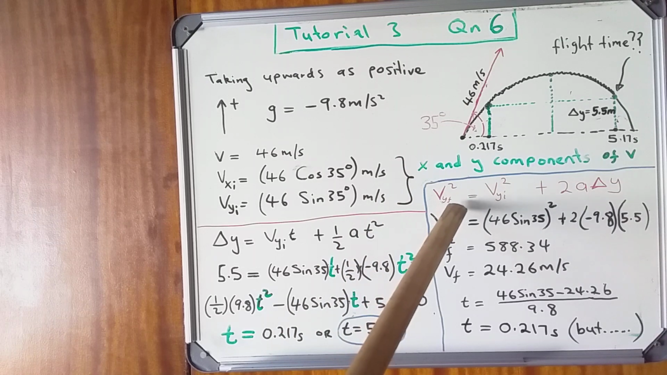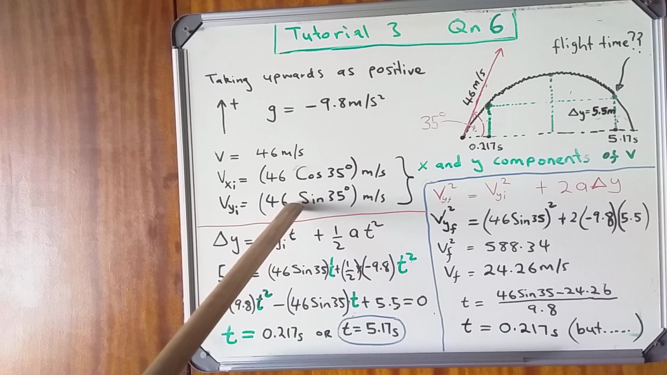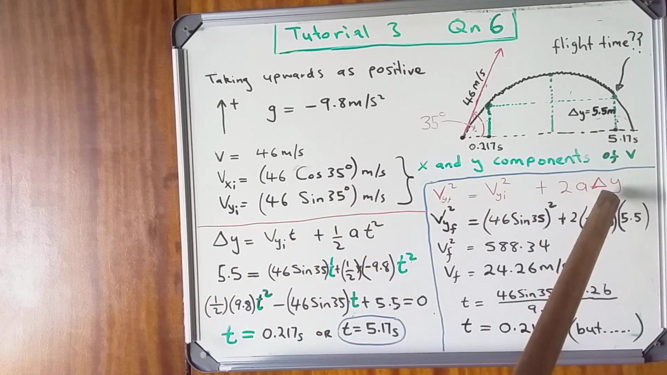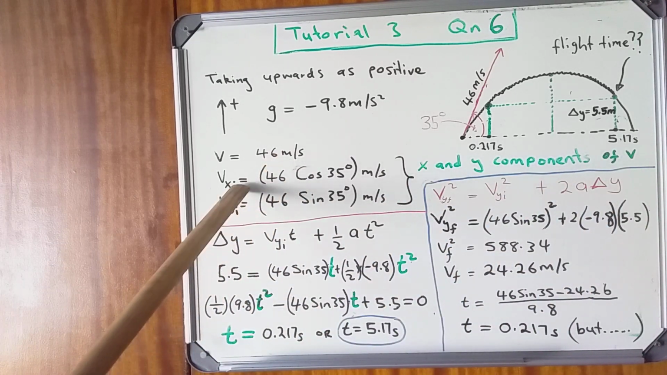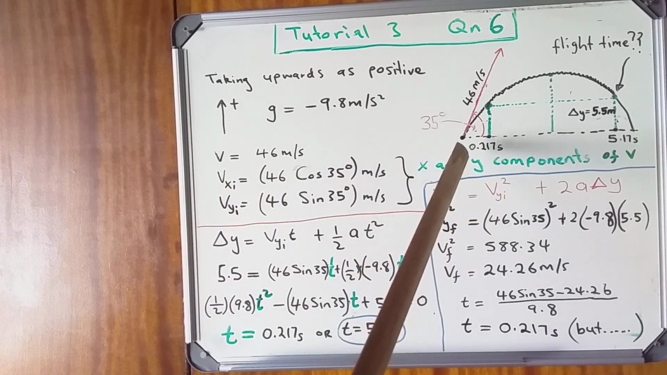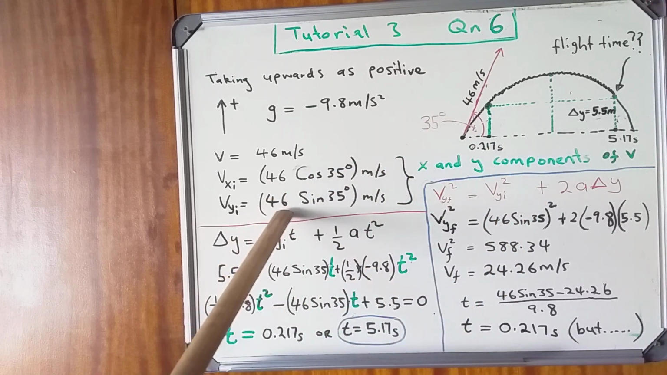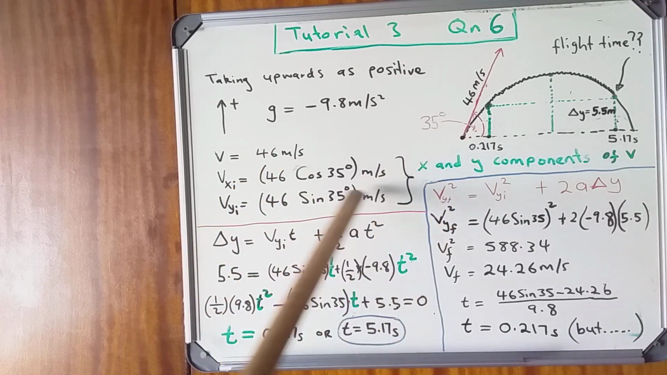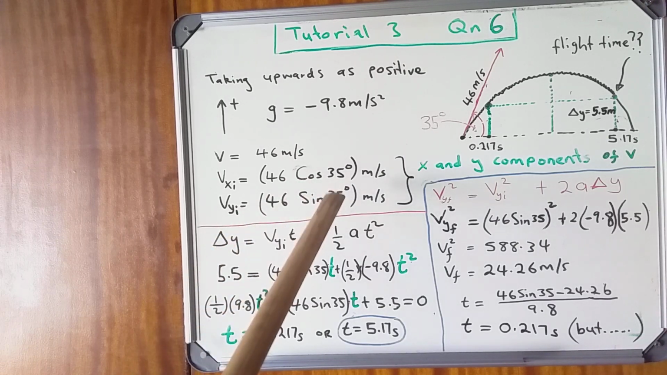So the one which you use whenever you talk of y, displacement in the y, you are always using the value of the y component. When you talk of displacement in the x, change in x, you use the x value. You don't use 46, but you use the x component, okay, as the initial. And whenever you use the y, v initial is not 46, but it will be v sine of 35. Always x is a cos, and always y is always a sine.